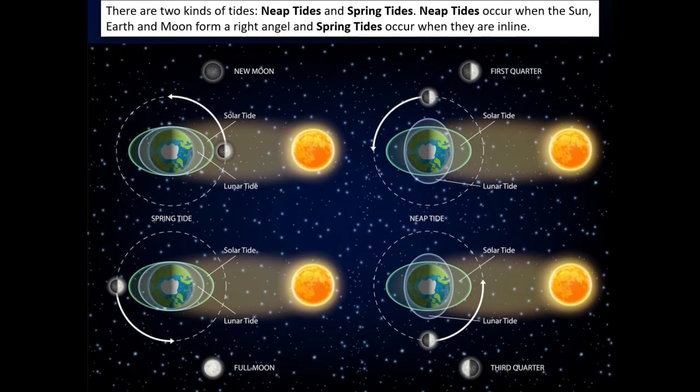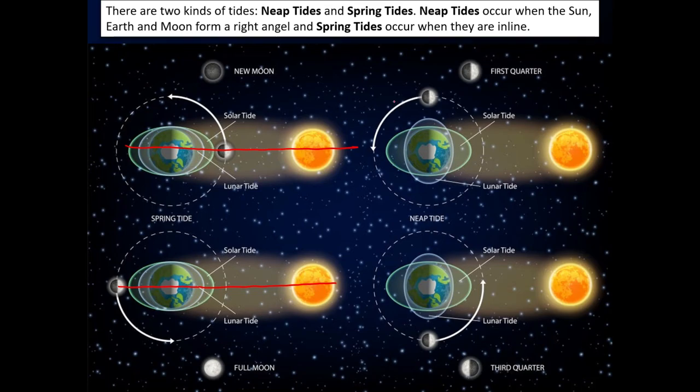When a solar tide and a lunar tide are aligned, so when the sun, the moon and the Earth are in line, you can see how they're in line here, that creates a spring tide. That's happening because the forces of the sun and the moon are adding together and magnifying each other. So you end up with a maximum attractive force and a maximum tide. We call those very high, more extreme tides the spring tides.